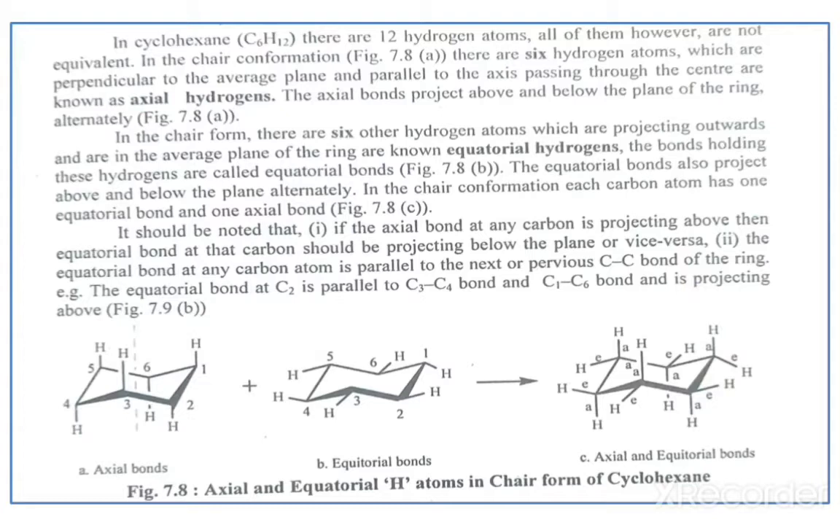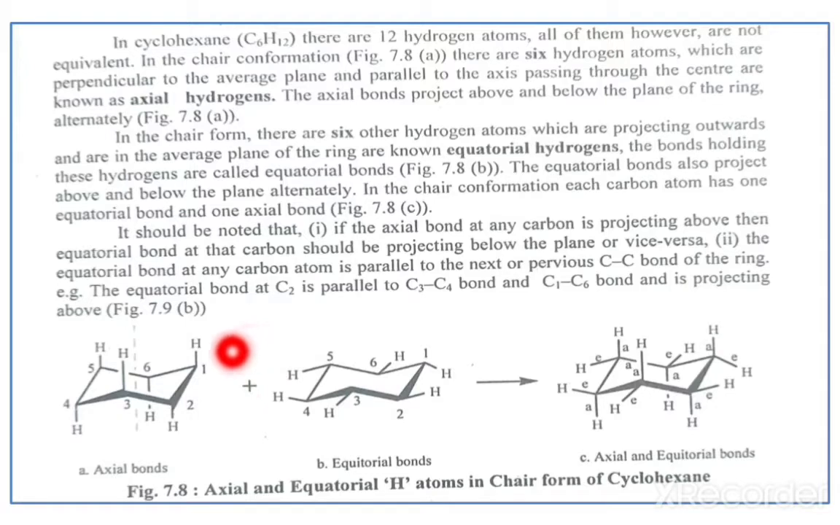And the equatorial bond at any carbon atom is parallel to the next or previous carbon-carbon single bond of the ring. For example, the equatorial bond at C2 is parallel to the C3 and C4 bonds, while the C1 and C6 bond is projecting above. Okay, this is the simple idea about cyclohexane.